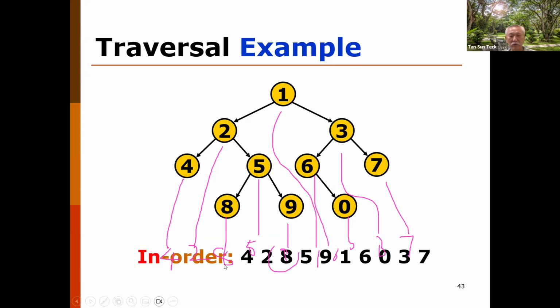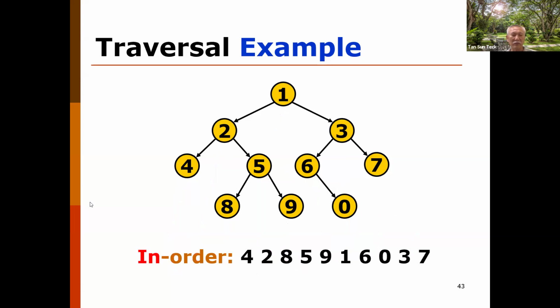Yeah, 4, 2, 8, 5, 9, 1, 6, 0, 3, 7. Yeah, so they're exactly correct. Okay, so later on, you are going to see that if this is a binary search tree, after we give you the definition, given a binary search tree, if you traverse it in order, you are going to get a sorted sequence. Okay, that will be coming up soon.